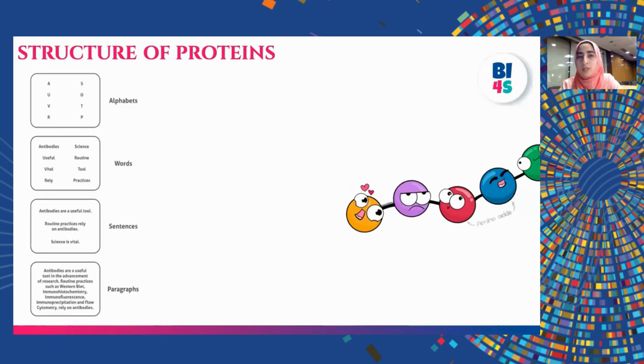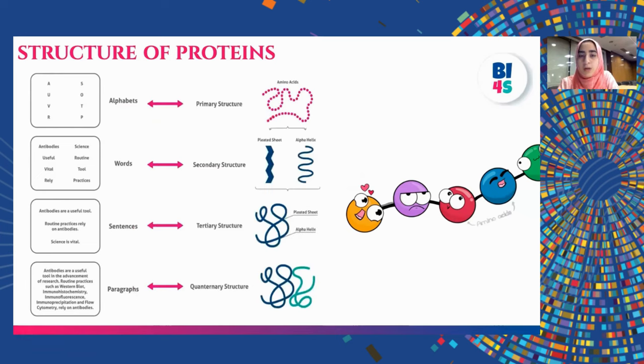Now, if we look at the structure of the proteins, the structure can be compared to that of the alphabet. For example, alphabets, when combined together, form words, which when combined together form sentences, and then paragraphs. Similarly, consider alphabets to be amino acids. These amino acids are the primary structure, which when combined together form the secondary structure, and then tertiary and then quaternary structure. The tertiary structure and the quaternary structure are the actual functional form of the protein. They give the actual function to the protein.